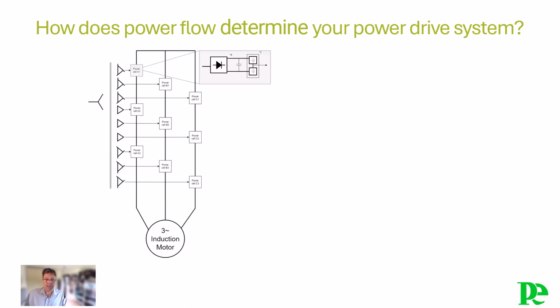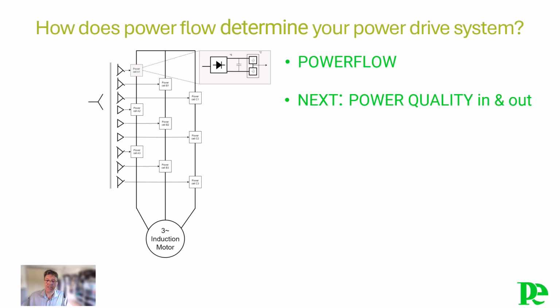The 2-level series cascaded multi-level H-bridge cells drive does not provide for 4-quadrant operation. An active front-end version of this architecture is rarely economically viable. So the direction of the power flow is clearly an important parameter, but it is not the only one that determines the configuration or topology of your drive. Another important one is the power quality, both on the drive's input and output.